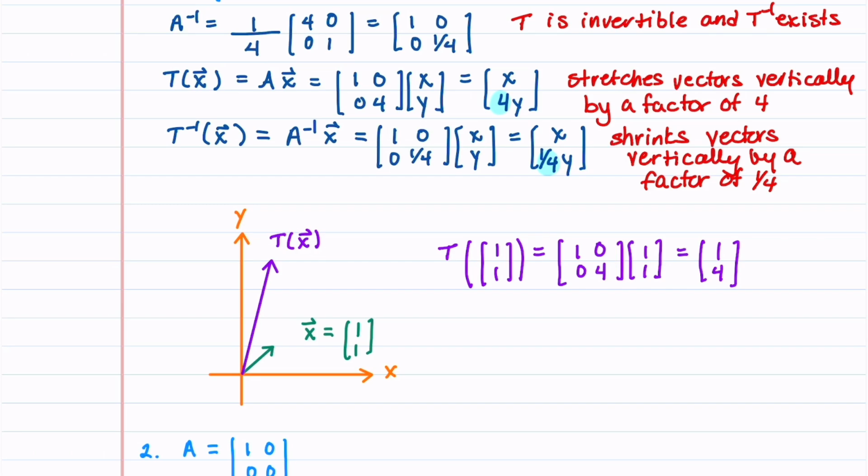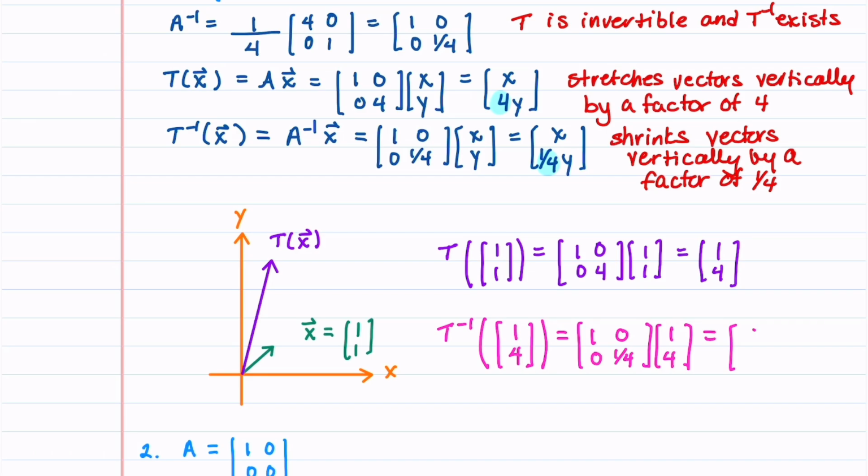Let's now look at what the inverse transformation does to our T of x, which we just found to be 1, 4. We take our A inverse, which is 1, 0, 0, 1 quarter, and we multiply it by our T of x, which is 1, 4, and we end up with the vector 1, 1. Let's graph that. Our inverse linear transformation maps the transformed vector back to the original vector.